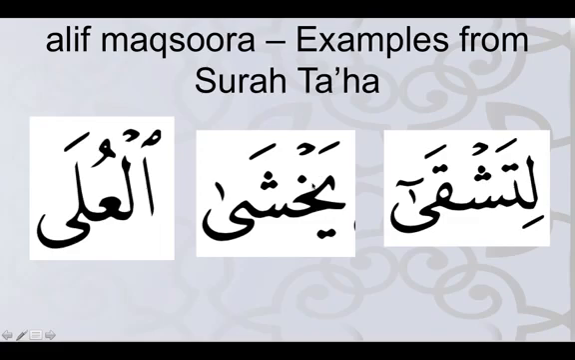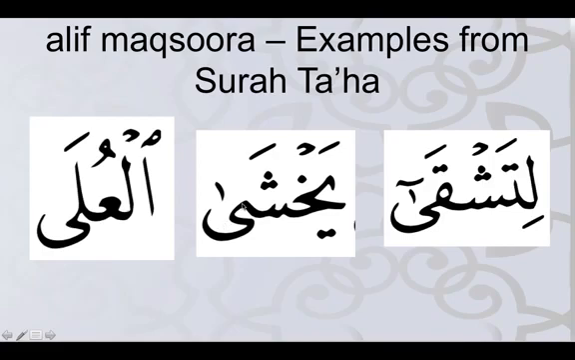Next word we have is the word yakhsha. This is the sheen and this is the ya. Sheen in its medial form and ya in its final form. But because this has a standing alif on it, on the ya, this is an alif maqsura.